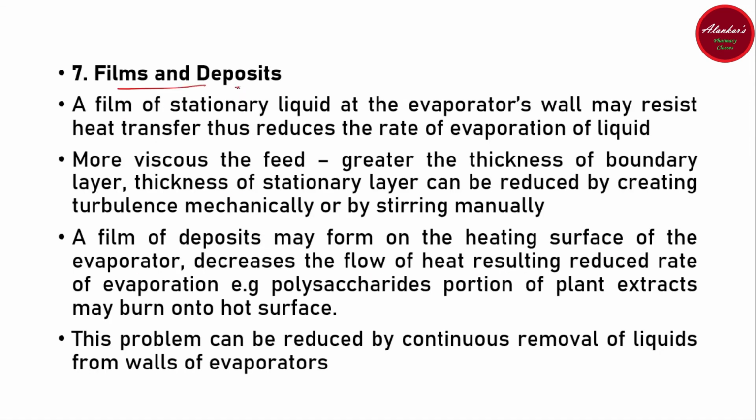Seventh factor is film and deposits. A film of stationary liquid on the evaporator walls may resist the heat transfer and thus reduce the rate of evaporation of the liquid. If there is a more viscous feed, that means a greater thickness of the boundary layer. The thickness of the stationary layer can be reduced by creating turbulence mechanically or by stirring manually. There are a few liquids which may form a boundary layer over the surface of the evaporator, and in this way again the rate of evaporation will be decreased.